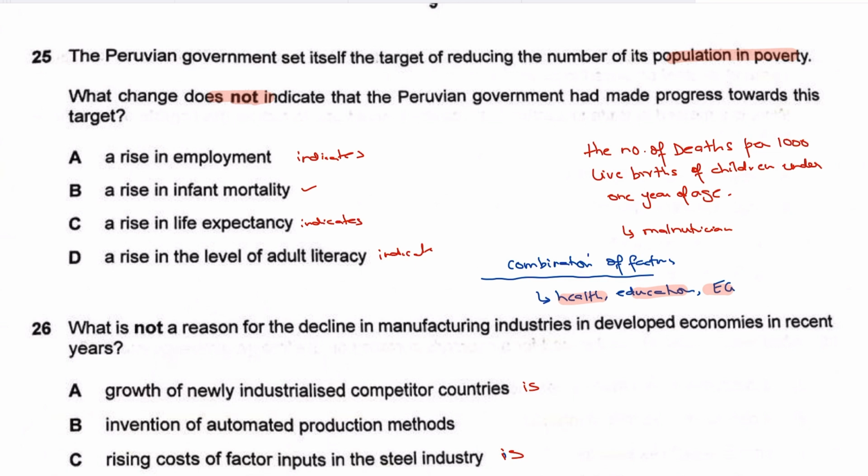Poverty levels will go down because it's improving healthcare, and your nutrition levels and your average age is rising, and it's showing that the economy's welfare and living standards are high. A rise in the level of adult literacy rate will obviously result in improvement in your quality and quantity of labor, is a sign of economic growth, will lead to economic growth, will lead to incomes, will lift the economy out of poverty. B is the answer, a rise in infant mortality.